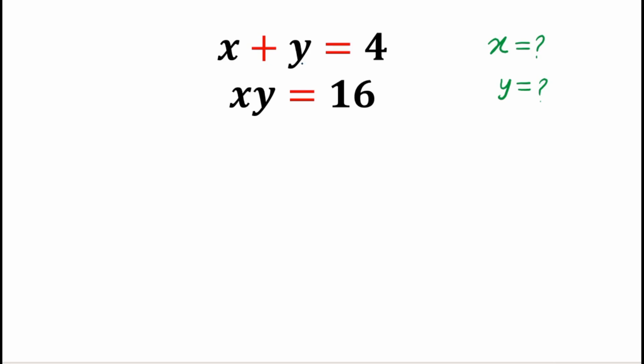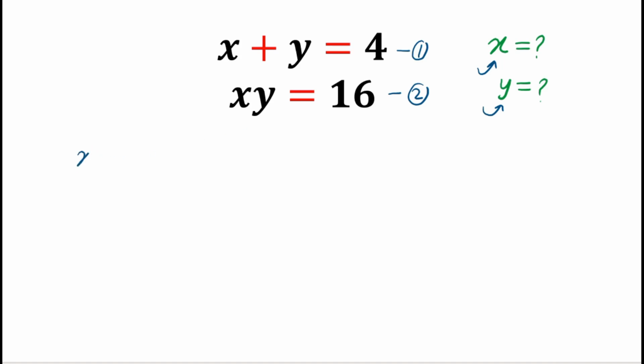We have x plus y equals 4, and xy equals 16. Here we need to calculate the value of x and the value of y. Let us consider this as equation number first and this as equation number second. Here we have two equations and two variables, so we will apply the substitution method.